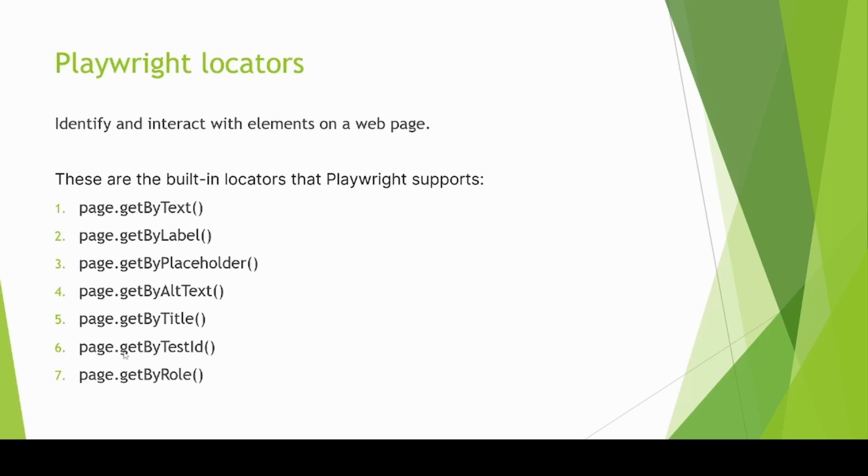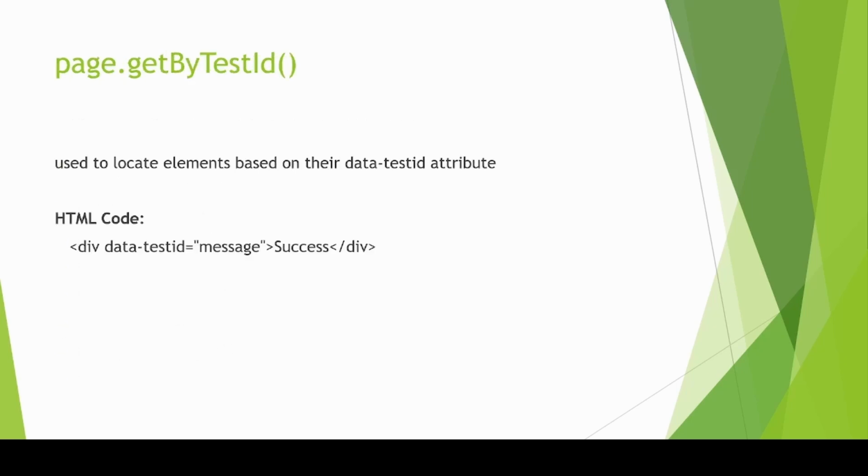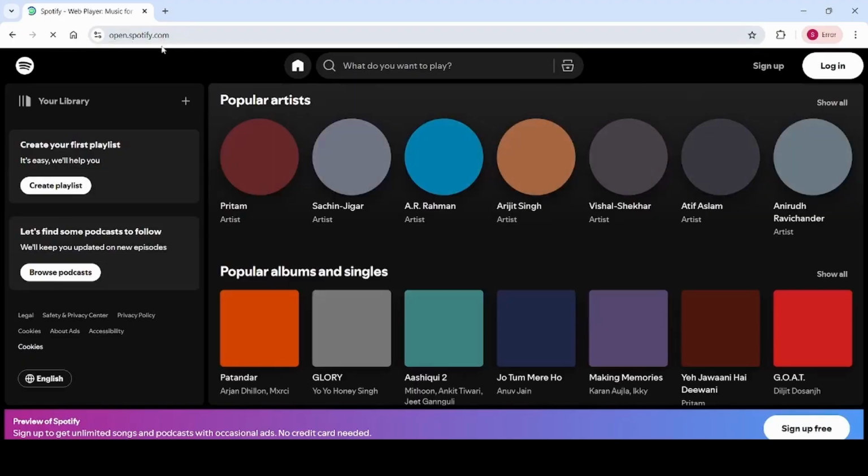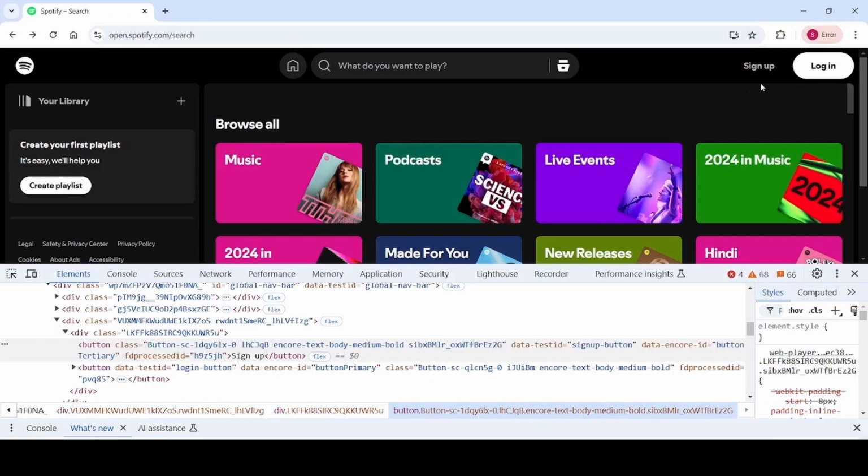The next locator is getByTestId. getByTestId is used to find the element based on the data-test-id attribute. For example, if the HTML code has the data-test-id attribute present, we can pass this attribute value to the getByTestId locator to find the element. Next I will open open.spotify.com. Here I am going to find the sign up button. This is the HTML code. In the HTML code we have an attribute called data-test-id. I will copy this data-test-id value.